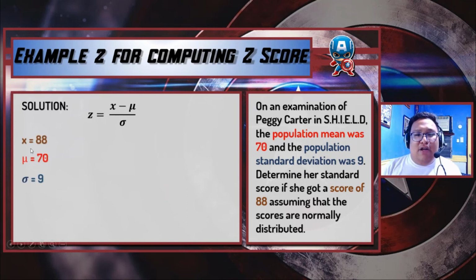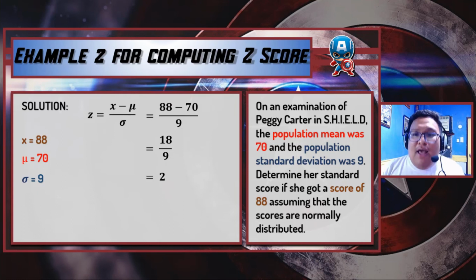And we can see now that we have 88 as the score. And then our population mean was 70. And then the population standard deviation was 9. Okay? Substituting all these values, we are going to arrive at this answer. Therefore, the standard score, or the equivalent of 88 to its z-score, is 2.